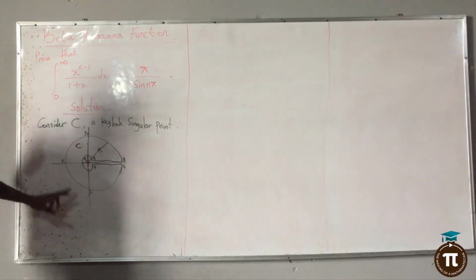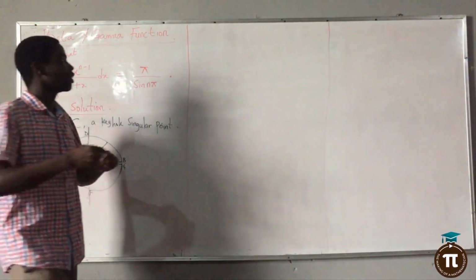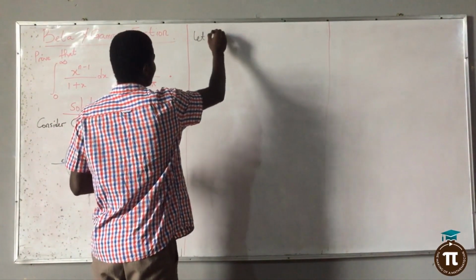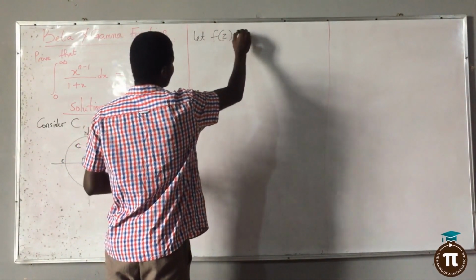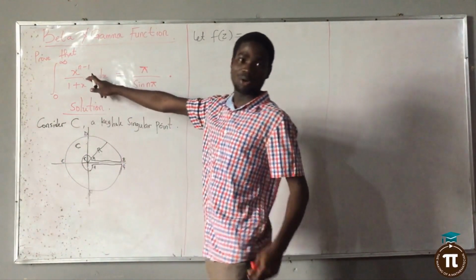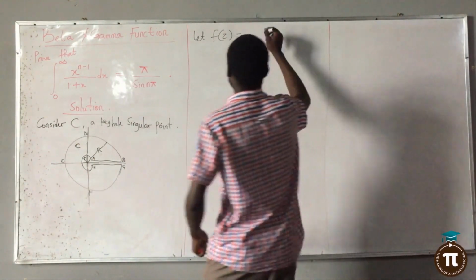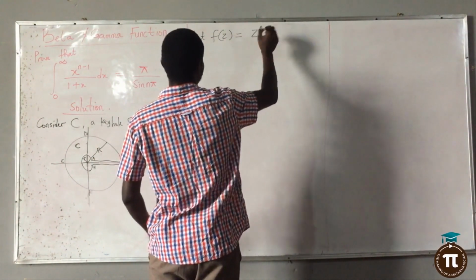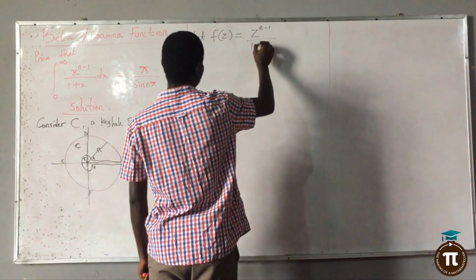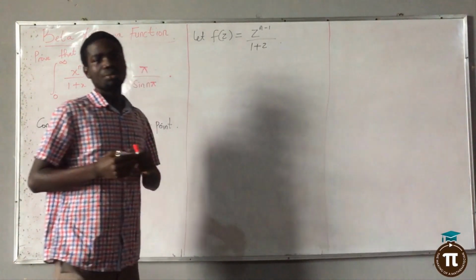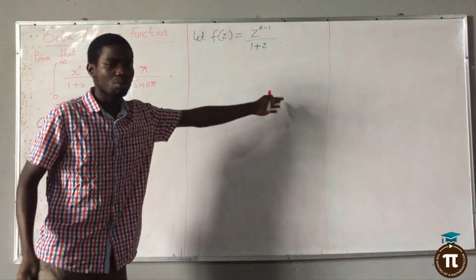That is, whenever you have a curve, look at what I'm going to do. I will let f of z be equal to z raised to the power of n minus 1 over 1 plus z. So we'll find the singular point, or what we call the pole.